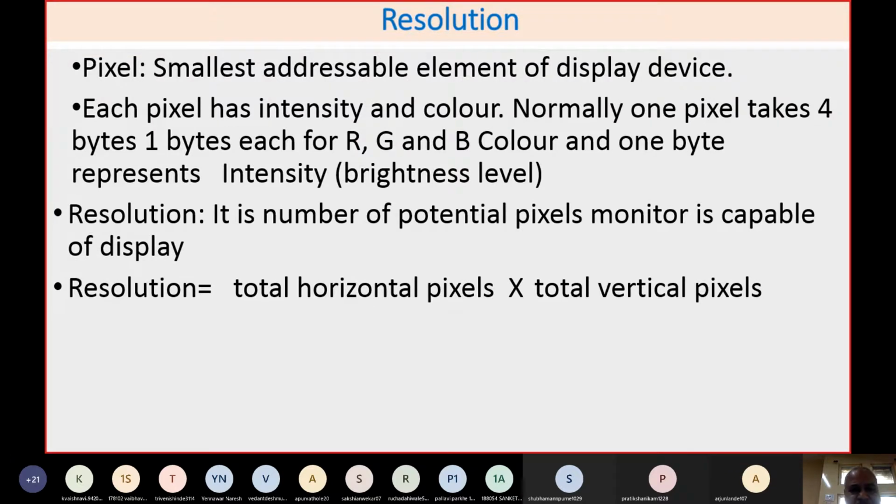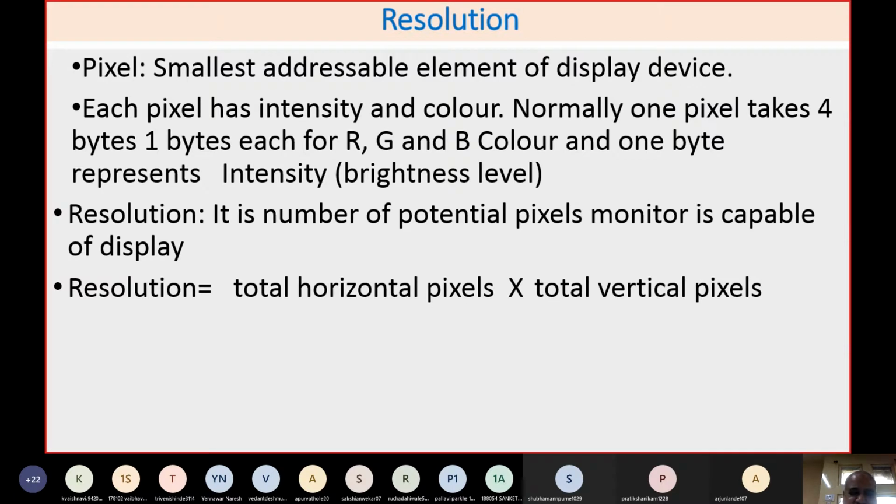Then what exactly is resolution? Resolution is the number of potential pixels a monitor is capable of displaying. Normally resolution is given in terms of total horizontal pixels multiplied by total vertical pixels. That means whenever I say horizontal pixels, I mean the number of pixels in one horizontal line.